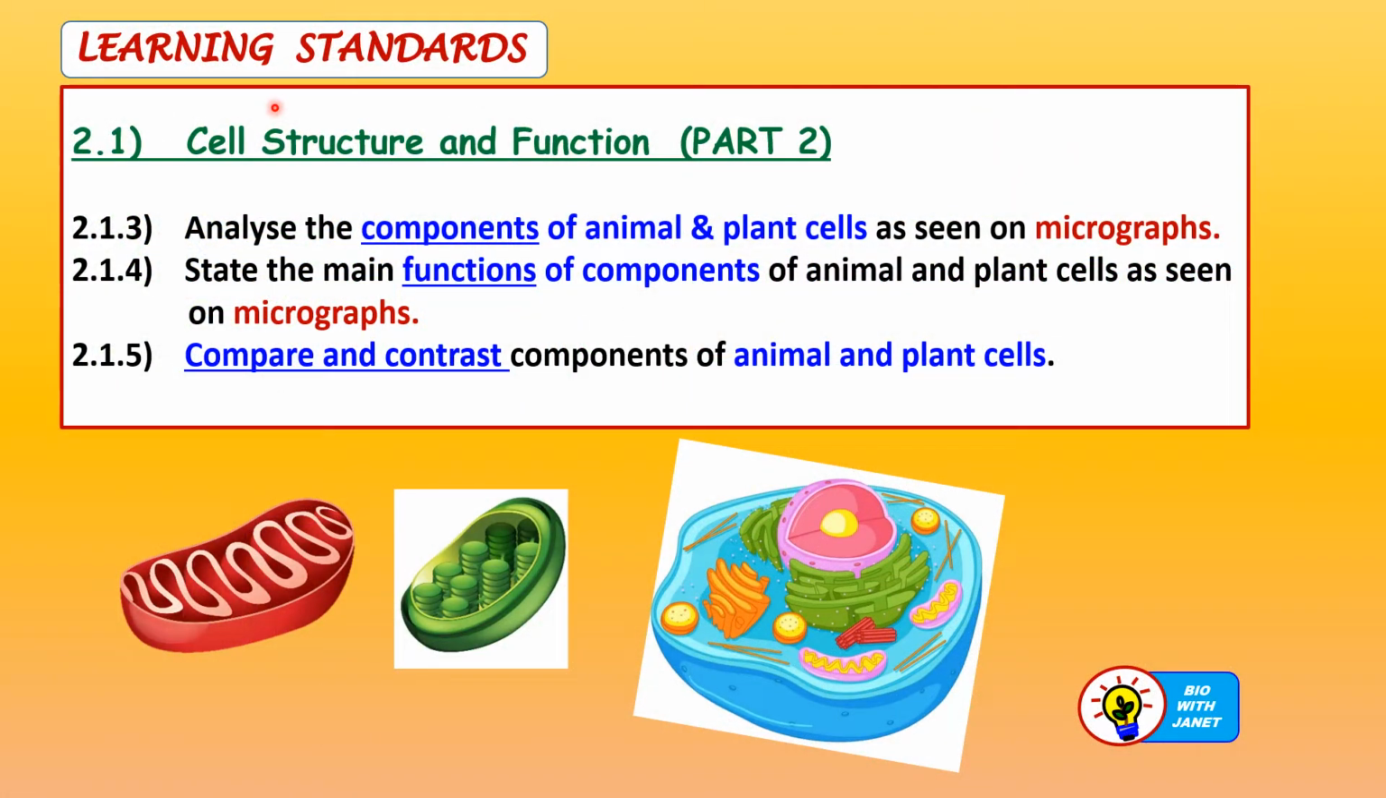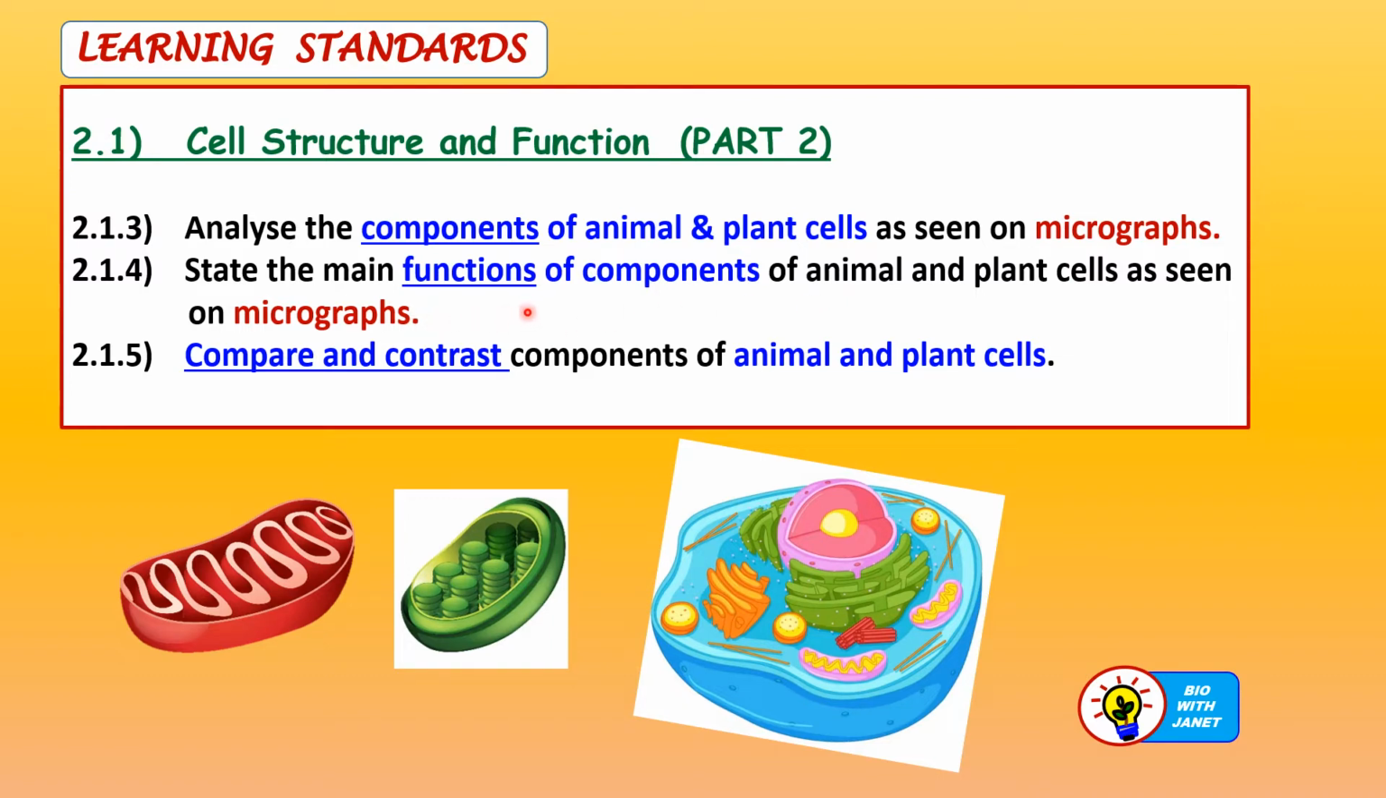The learning standards for this lesson are as follows. 2.1 Cell Structure and Function, video number 2 or part 2. Firstly, we must be able to analyze the components of animal and plant cells as seen on the micrographs, which are the photographs of the enlarged components. Then state the main functions of components of animal and plant cells as seen on the micrographs.